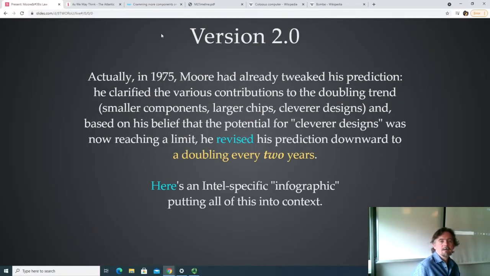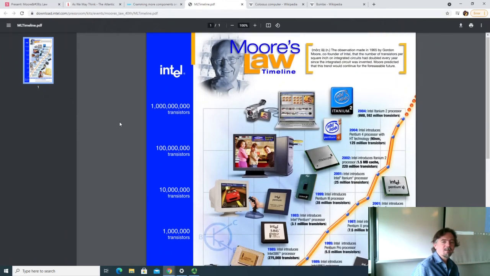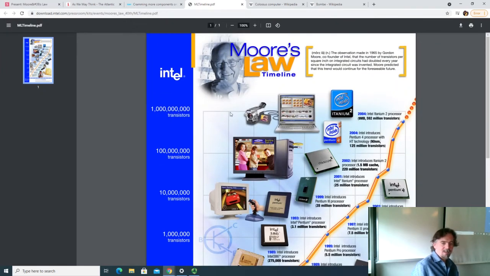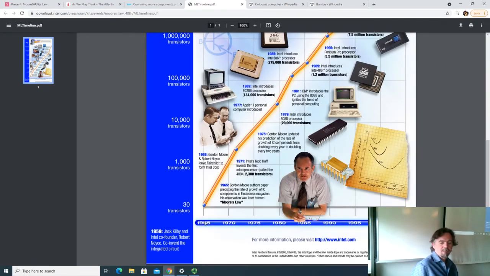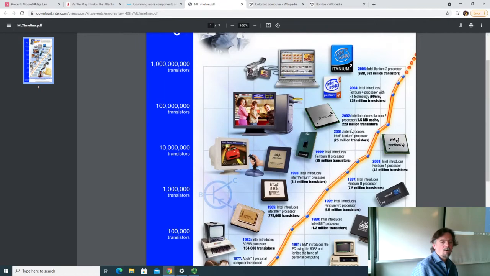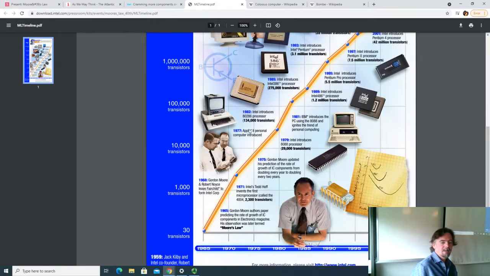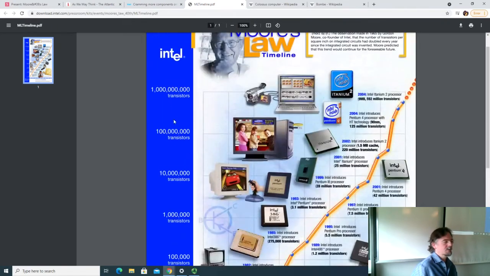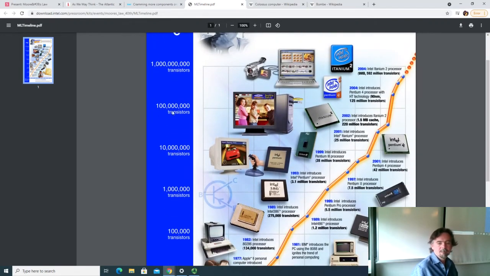Yeah, so Intel got a self-promoting infographic about this. So there's Moore. And there's a timeline where it shows you from the 60s up to the early 2000s in this case. And you see this thing, it's almost a line on a logarithmic scale. If it looks like a line, but the scales are going up by like a factor of 10 for every step, then that's your logarithmic thing, and that's what exponential growth looks like on a log curve.